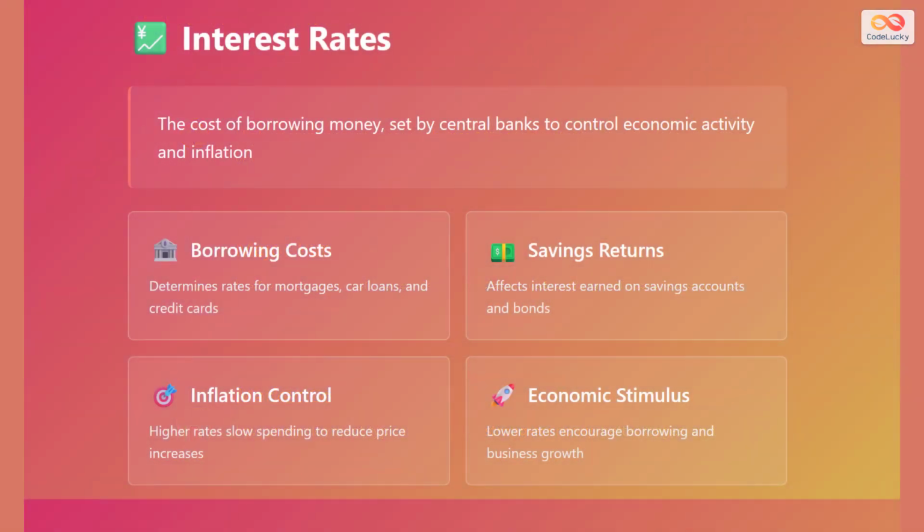The third crucial indicator is interest rates. Interest rates represent the cost of borrowing money, primarily set by central banks to control economic activity and inflation. Interest rates play multiple roles in the economy. They determine borrowing costs for mortgages, car loans, and credit cards, making financing either affordable or expensive. They also affect savings returns, influencing the interest you earn on savings accounts and bonds. Central banks use interest rates for inflation control, raising them to slow spending when prices rise too quickly. Lower rates encourage borrowing and business growth, acting as economic stimulus during slow periods.